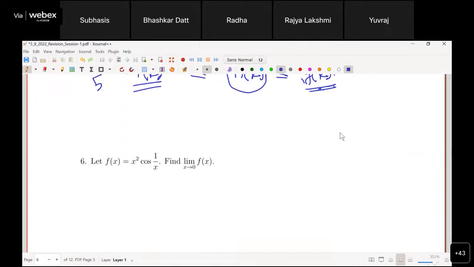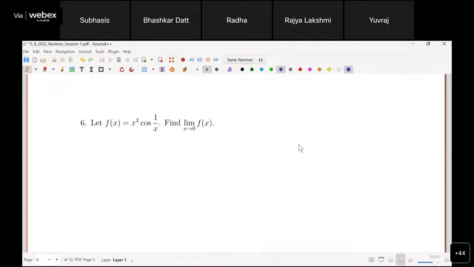So now we just need to apply the sandwich principle to find out the limit of this function at x equal to 0. Same logic, like whatever we have done for this sequence sin n by n, same kind of thing we just need to do it here. Can one of you help me to do this question?